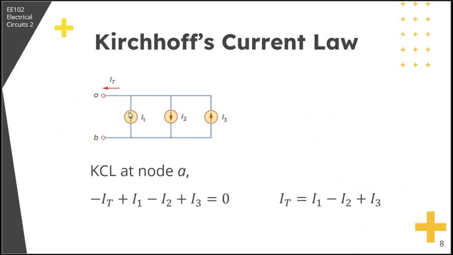Okay, so consider this circuit. KCL at node A. IT is leaving, so negative IT, I1 is entering, so positive I1, I2 is leaving, so negative I2, I3 is entering, so positive I3. And that's equal to 0. If you are to rearrange that, then IT is equal to I1 minus I2 plus I3.